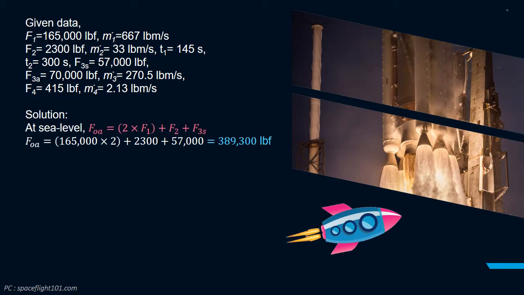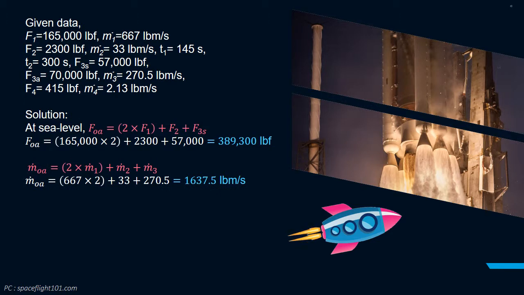First, find the overall thrust at liftoff. At sea level, overall thrust includes thrust of two boosters, which is F1, and thrust by turbine exhaust gas F2, and sea level thrust of sustainer engine F suffix 3s. So write F suffix OA is equal to 2 into F1 plus F2 plus F suffix 3s. Now substitute the known values and simplify. We get the overall thrust at liftoff is 389,300 pound-force.